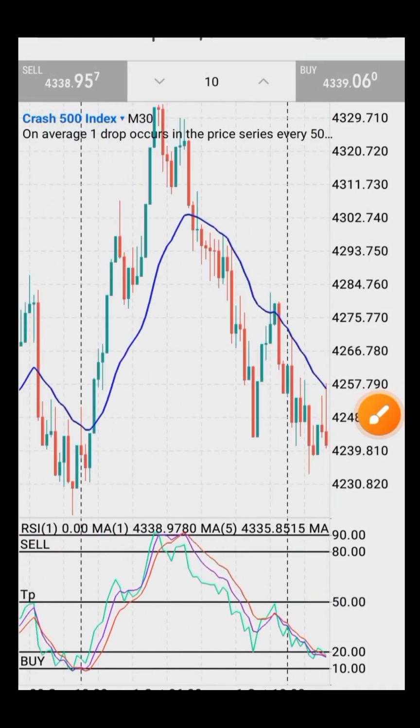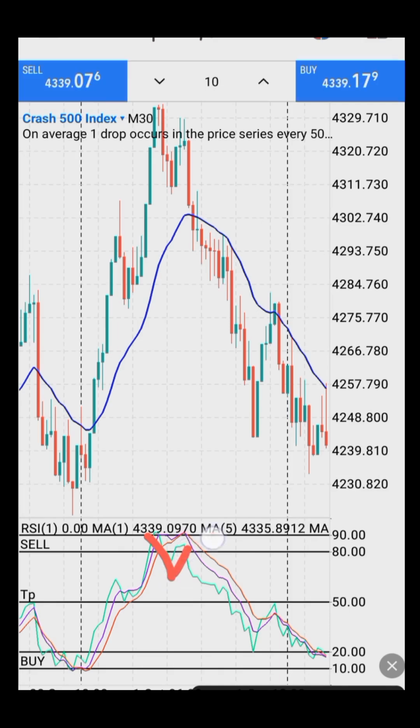You can see this one too. The price tells you it's going to sell, then it comes back into this overbought channel, and you can see that on the chart too. You enter your trade from here. That is the professional way to trade.